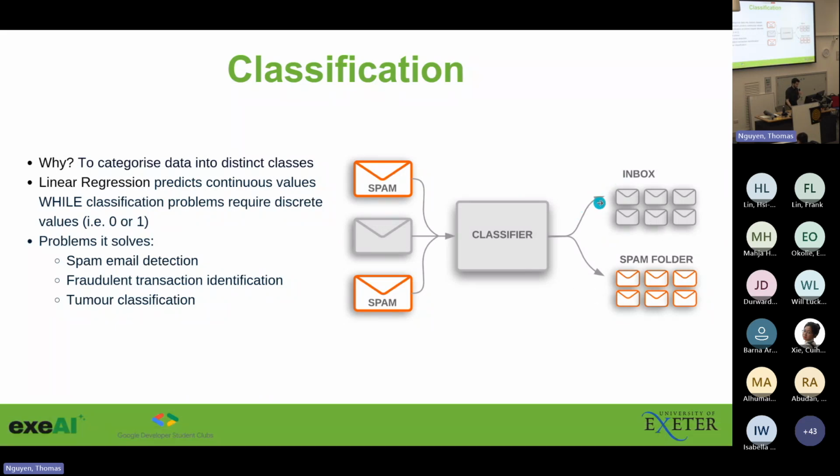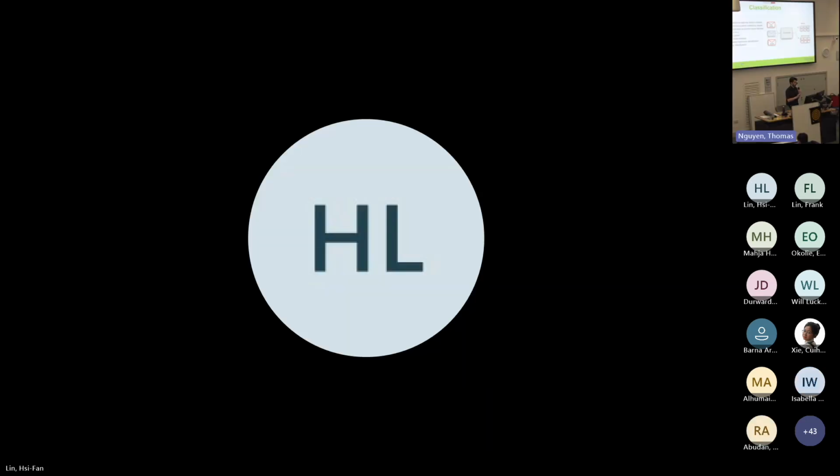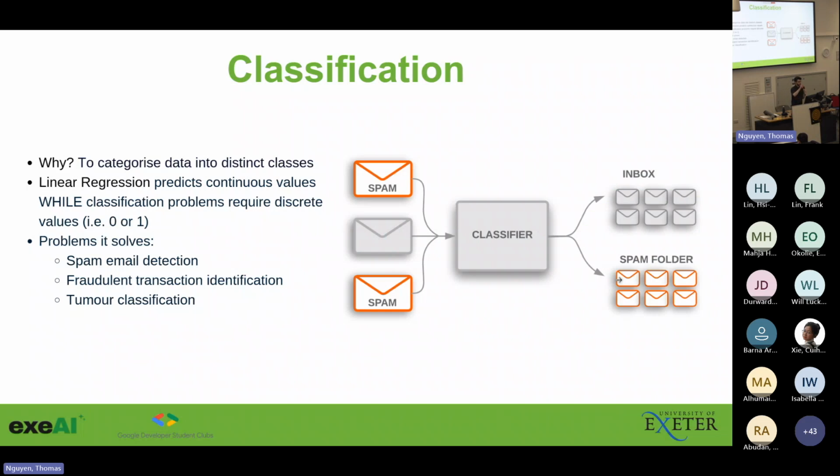A quick reminder about these 2 classes. This example right here is an example of binary classification, where it's either one or the other. So it's sort of like a binary bit. It's 0 or 1.